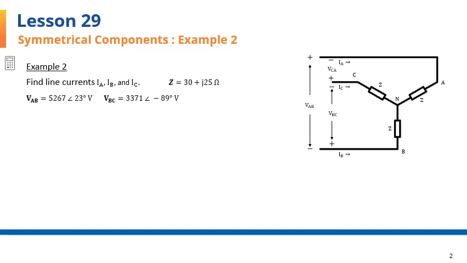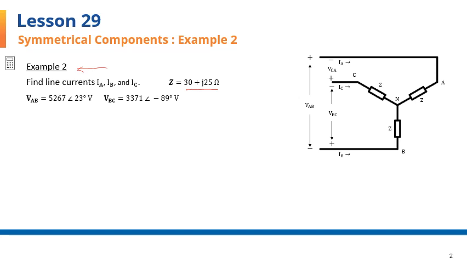I have another example of application of symmetrical components in lesson 28. And since originally I wanted to keep this example in that lesson as well, I'm going to still call it example 2. Notice that the load in this example is balanced with a per phase impedance of 30 plus j25 ohms.